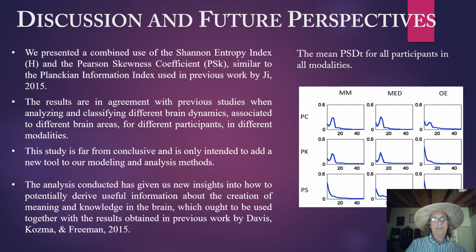This is the average spectrum taken in windows of 500 milliseconds or 1000 milliseconds or something like that. So we present a combined use of the Shannon entropy index and the Pearson's skewness coefficient, similar to Planckian distribution indexes used in previous studies by G.